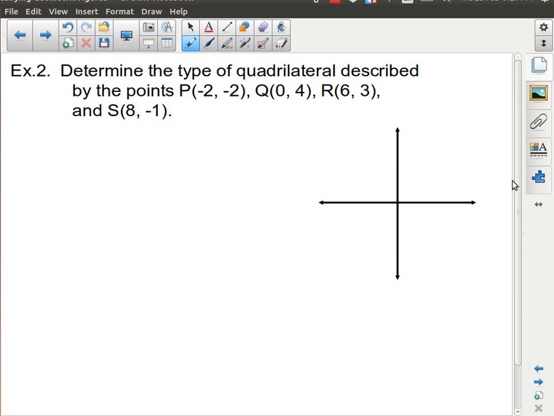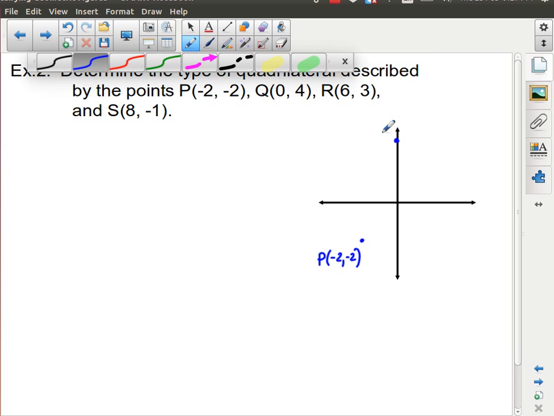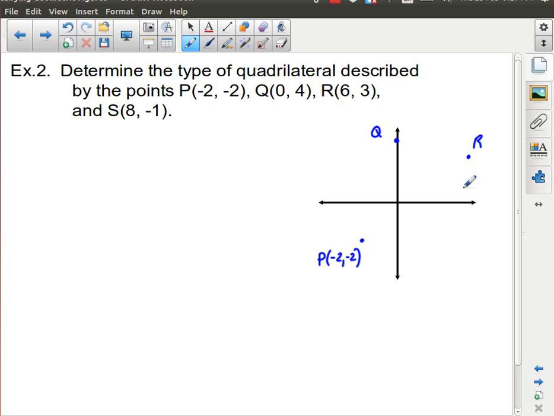And I believe this is the final example. Determine the type of quadrilateral, so this is a four-sided shape. We've got the point P at -2, -2. So I'm going to do a very rough sketch this time. We've got Q at x equals 0, y equals 4. So there's Q. We have R at 6, 3, so that's way out here. And we have S at 8, -1.